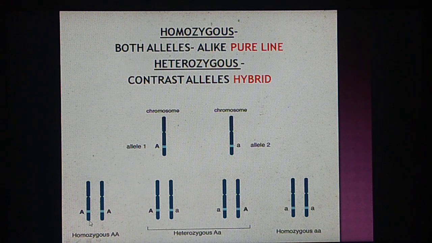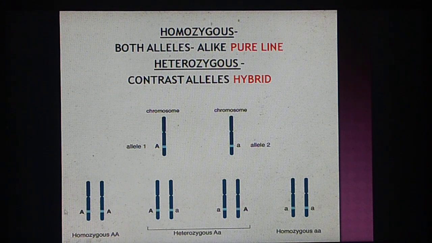The first one is that the alleles may be similar, that is capital A, capital A. So therefore it will be homozygous capital A, capital A. On the other side, the alleles can be small a, indicating it is homozygous small a, small a. Whereas there can be dissimilar alleles having dissimilar factors, capital A, small a, or it can be small a, capital A, but these both are dissimilar factors.